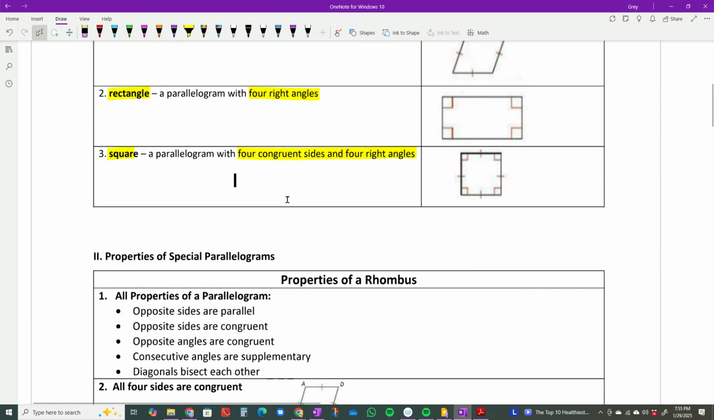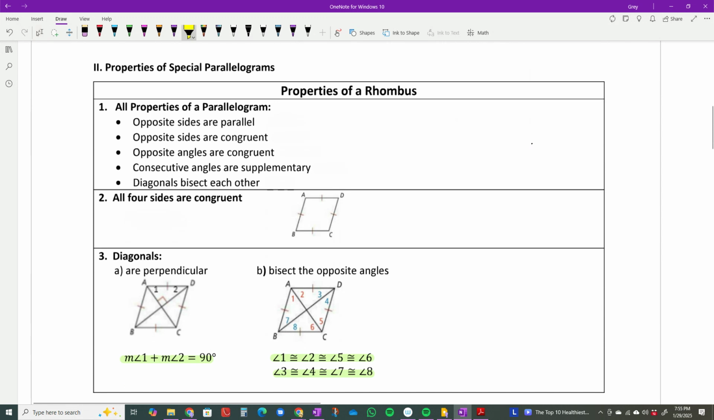Okay, now we're going to talk about the special properties of each one. So first off, let's go with the properties of a rhombus. Because a rhombus is a parallelogram, y'all, we have all the things that you already know. We have the definition, both opposite sides are parallel. We have both opposite sides congruent, both opposite angles are congruent, consecutive angles are supplementary, and the diagonals bisect each other. We just talked about the definition that all four sides are congruent. So the only new thing, what you really need to remember, is that the diagonals of a rhombus are perpendicular and they bisect the opposite angles.